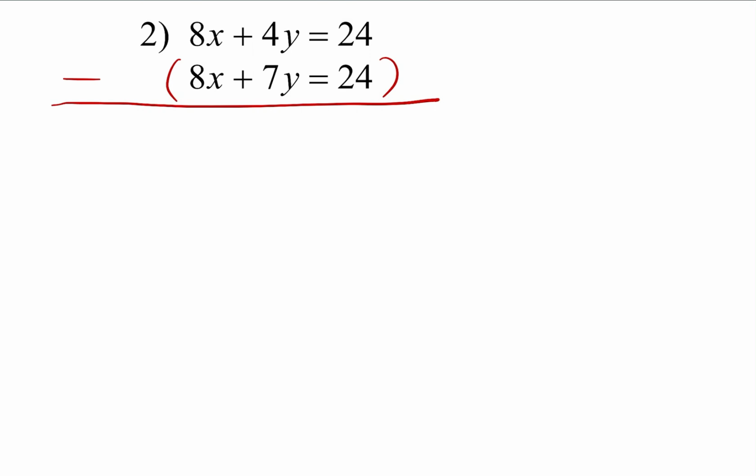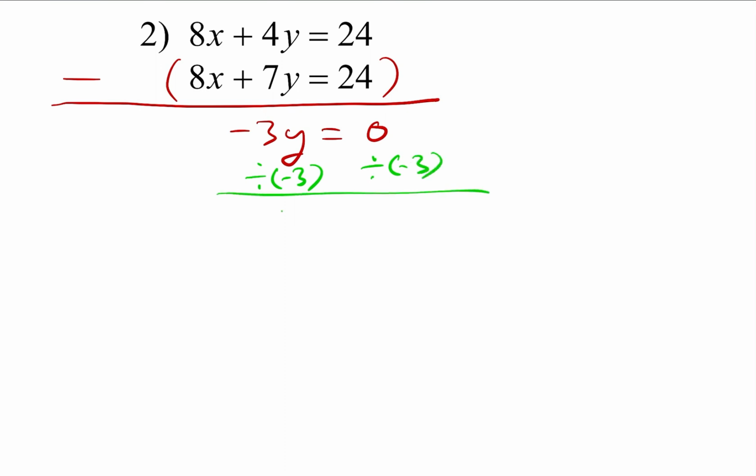Now 4 take away 7 gives us negative 3y. 24 take away another 24 is 0, so negative 3y equals 0. Then we can divide by negative 3. And remember, 0 divided by anything is 0, so y equals 0. And that's half of our answer. The next part is to plug it into either equation and solve for the other variable.